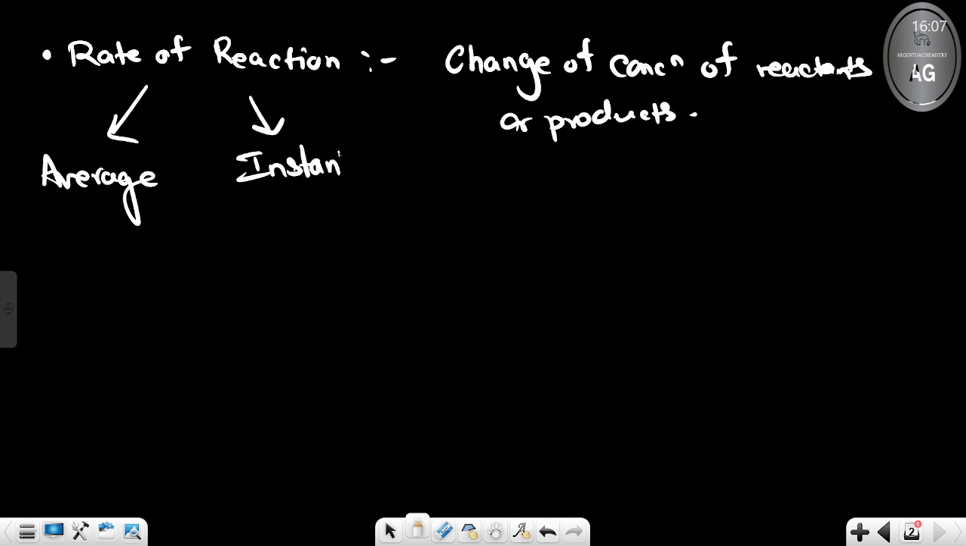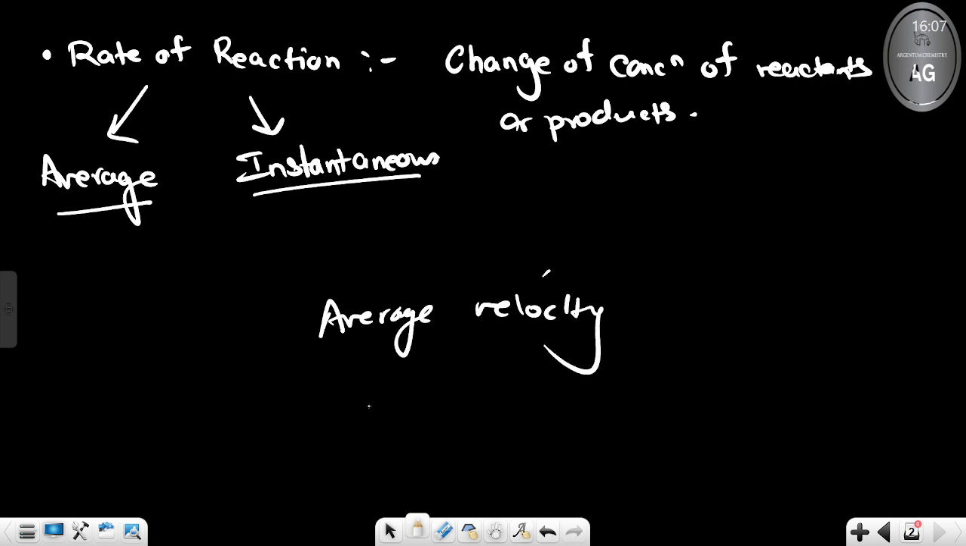Definition not required at all. Just remember, average rate of reaction means the rate of reaction which is taken as if the entire reaction is happening. So at an average time we have taken it. And instantaneous means at a particular instant. Best example is average velocity you have learned in physics. Average velocity and instantaneous velocity. So what was the difference? Instantaneous velocity is a velocity which is measured in a very short duration of time.